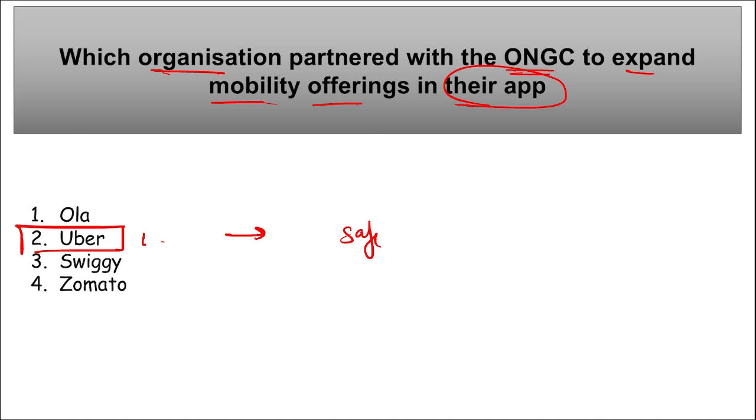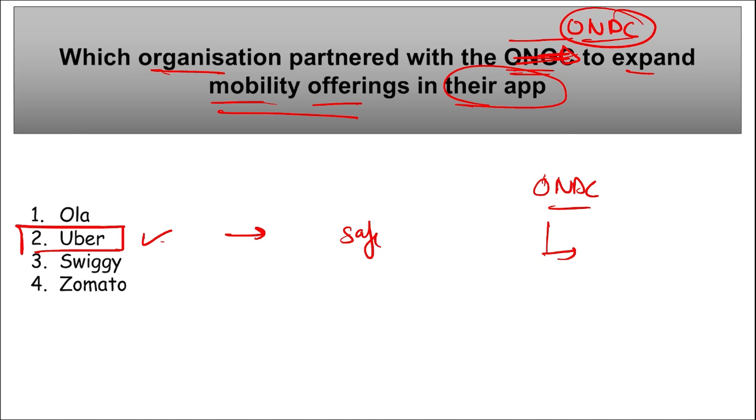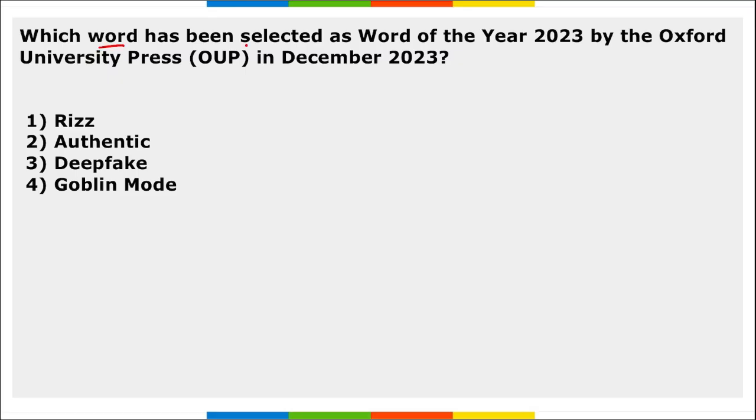Correct? So it is Uber. They have partnered with ONDC, not ONGC. ONDC, that is Open Network for Digital Commerce, to expand mobility offerings in their application. Right? Then remember ONDC. This ONDC is an initiative of which organization? It is DPIIT.